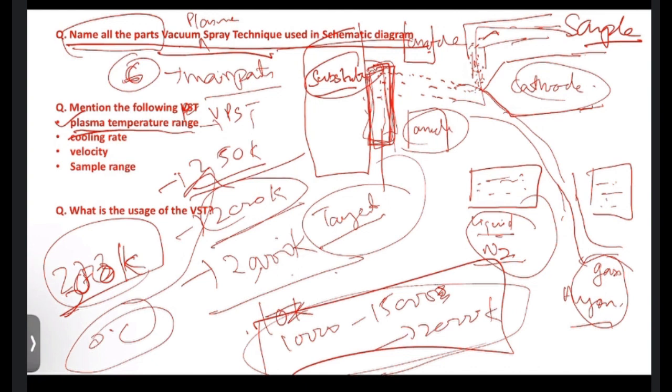Then what is the cooling rate? Who will answer the cooling rate? You can give your values in the range like this, which I have told you just now. What is the cooling rate for the substrate? Or till what temperature is liquid nitrogen able to cool down?